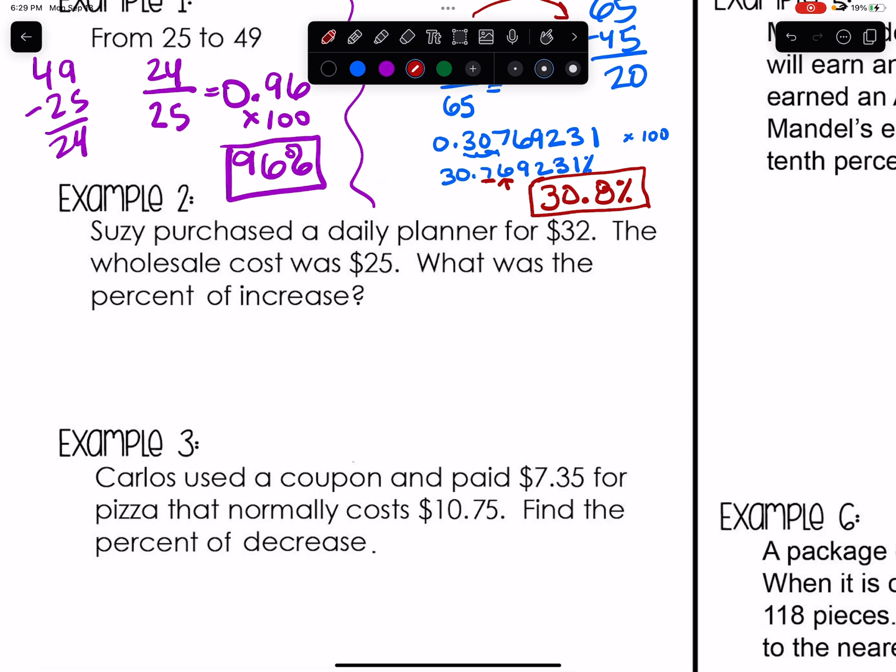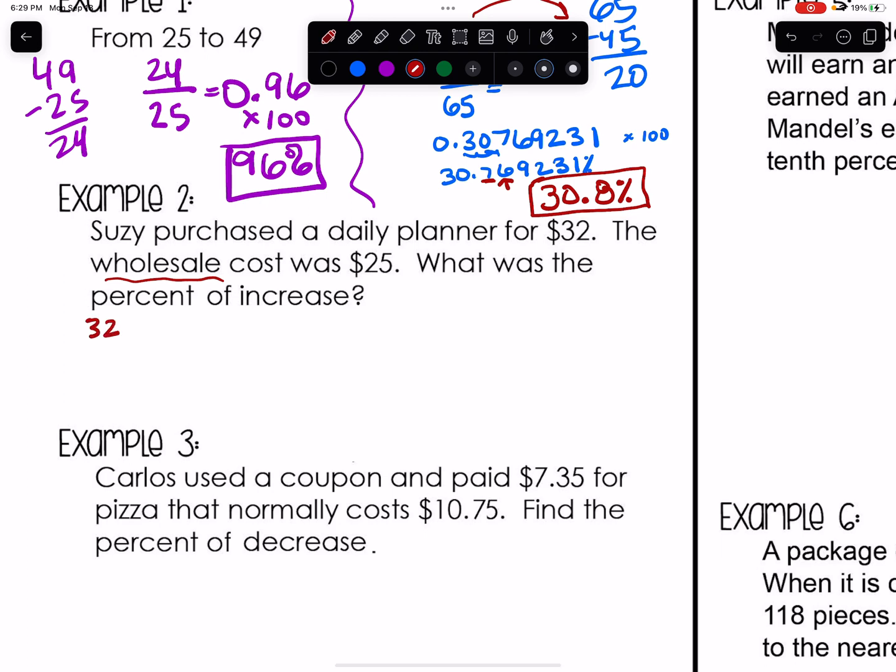Susie purchased a daily planner for $32. The wholesale cost was $25. Wholesale means like a company will buy a product for a low price and then sell it to their customers at a higher price so they can make money. The original price they buy it for from like the manufacturer is called the wholesale price, and the price they sell it to the customer for is called the retail price.